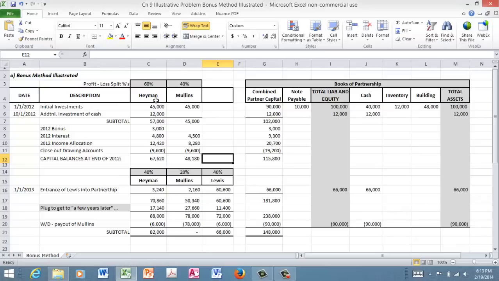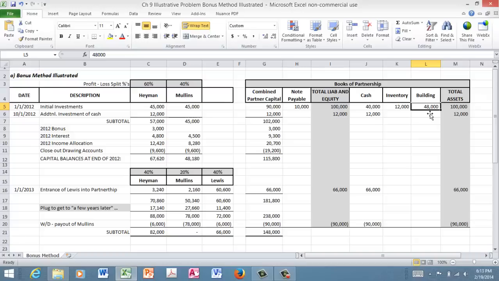So you can see I've got on screen right now the spreadsheet with the initial two partners by the names of Heyman and Mullins, and what they agreed to do at the outset, and they tell you this in the book, is they're going to contribute various things, and it shows you which one each person contributed. And I have those along this row 5 where you've got they assumed a note payable. There also was cash and an inventory and building, and notice that the inventory and the building were contributed at the market value, not at book value.